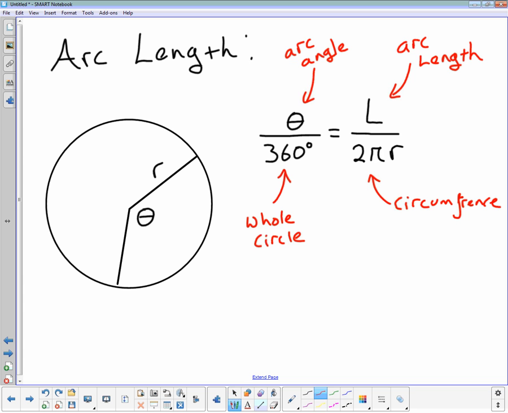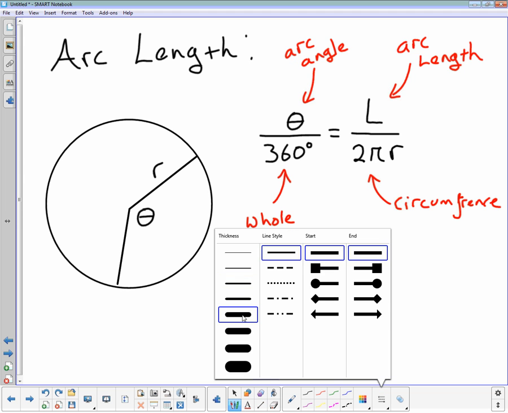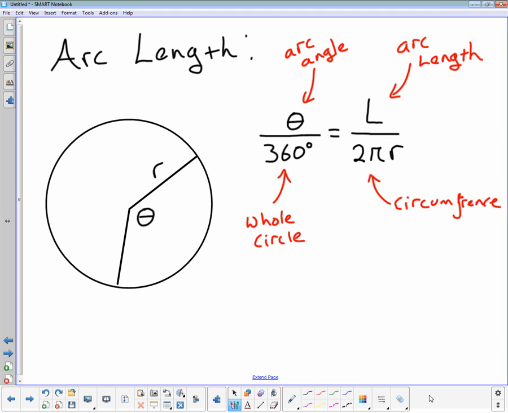This is talking about the length of that arc. Like you had a piece of string that you wrapped around the circle from place to place and then took it off and laid it on a ruler. How long would it be? That's the idea of arc length.